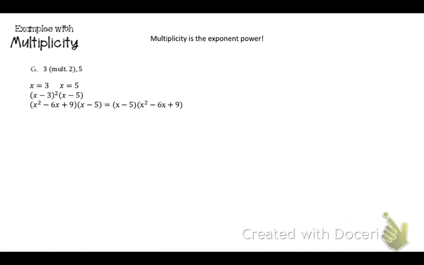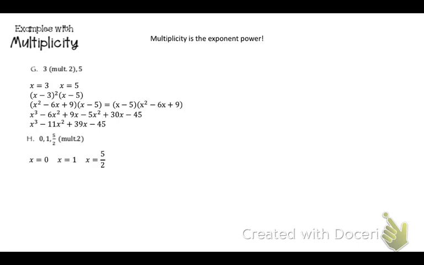I'm just going to rearrange it to make it a little bit easier on myself. And you get, possibly maybe, x cubed minus 6x squared plus 9x, negative 5x squared plus 30x minus 45, which is x cubed minus 11x squared plus 39x minus 45. Cool? Now let's look at this one.